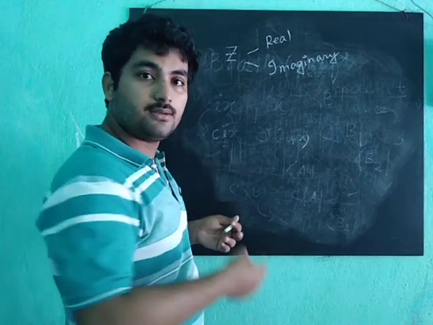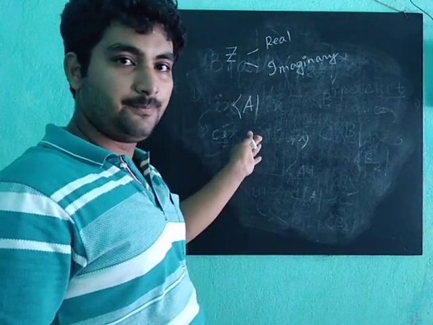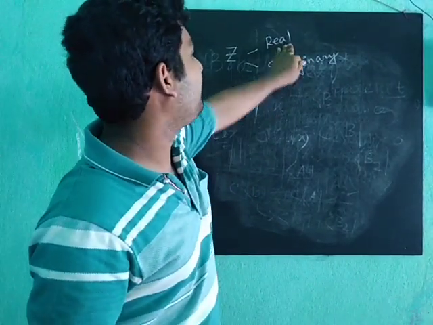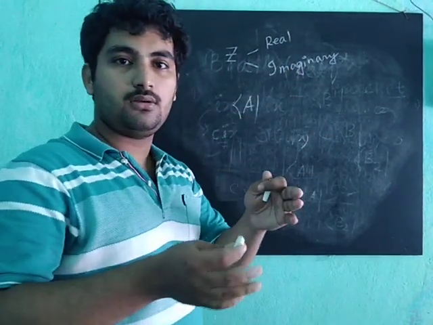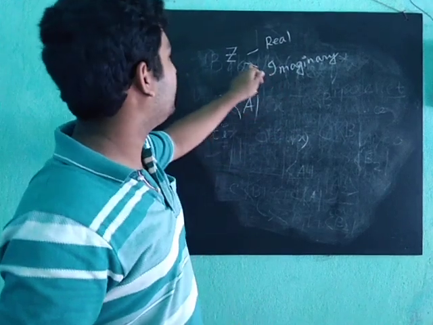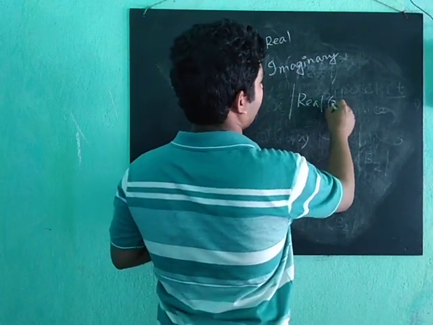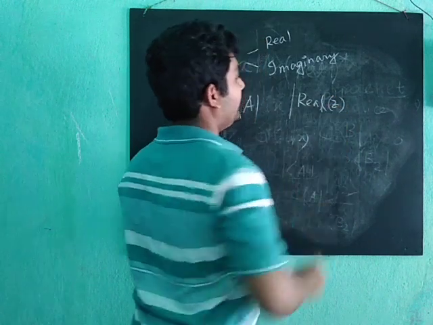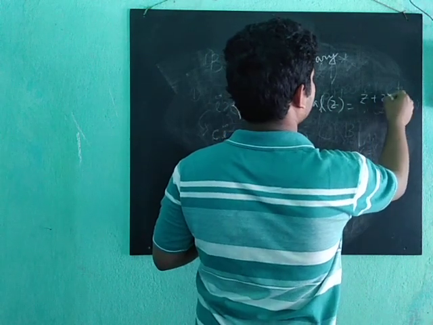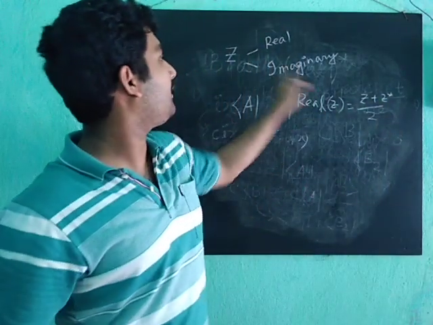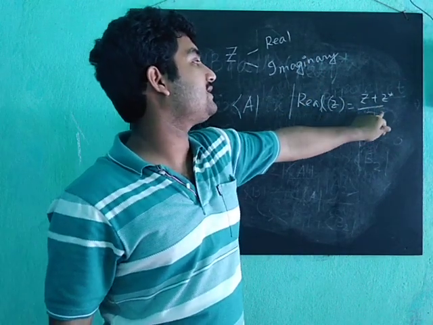And suppose I have a ket vector A, which is like a complex number. If I try to find its real part and its imaginary part, can we find that? Now, how do I get the real part? The real part of Z is Z plus Z star by 2. This is the real part of Z. Z star is the complex conjugate of Z.